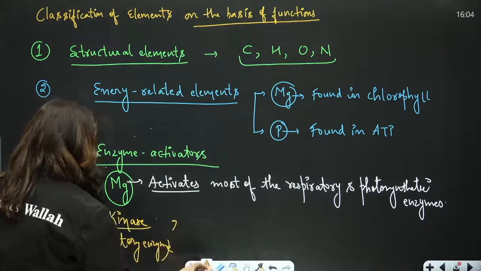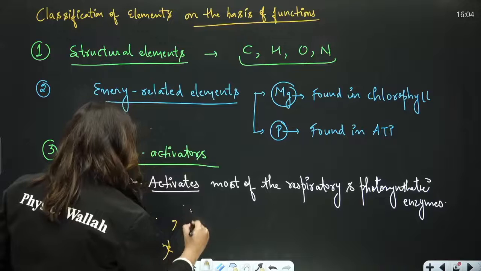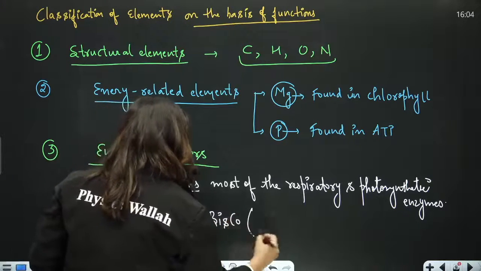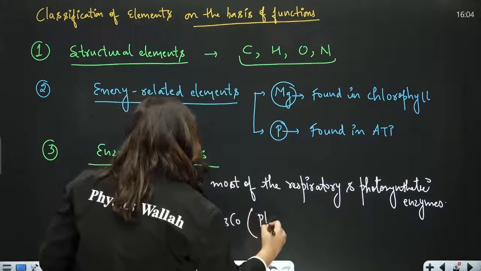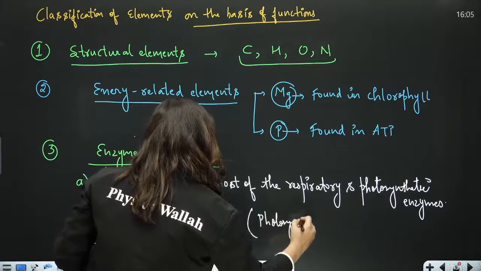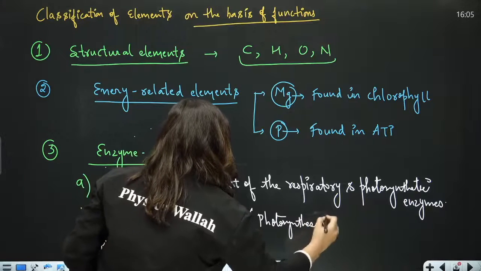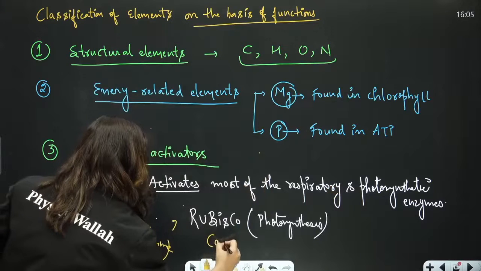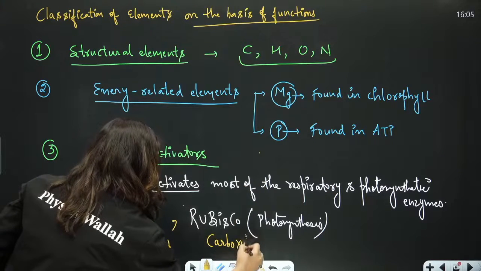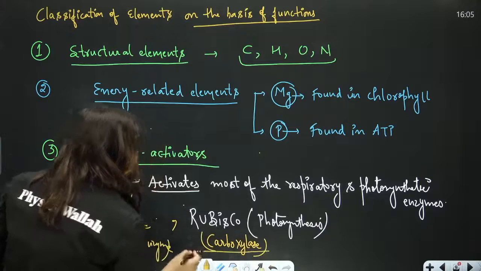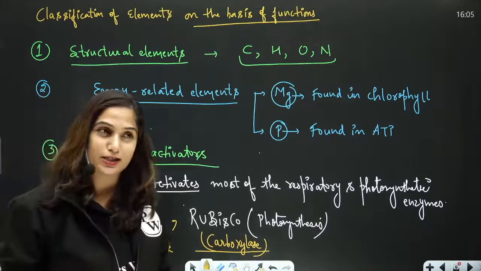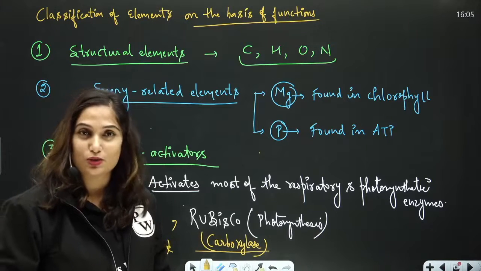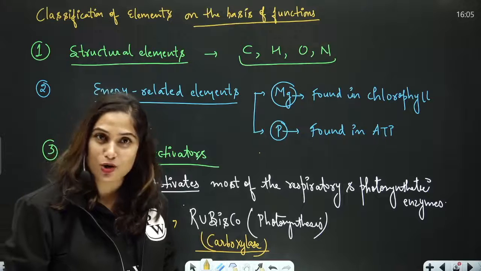Then another important enzyme is Rubisco. You know that Rubisco is such an important enzyme. It is involved in photosynthesis, in the dark reaction. This particular enzyme, Rubisco, is activated by magnesium, and it is a carboxylase enzyme. Right? What are carboxylases? A carboxylase enzyme is responsible for the addition of CO2, and Rubisco is responsible for the addition of CO2 with RuBP. So it is a carboxylase.